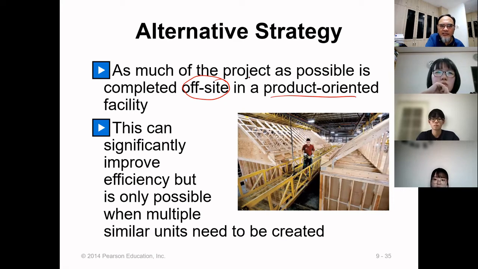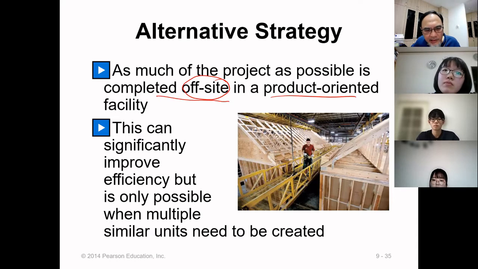As much of the project as possible is completed offsite: the wings, the fuselage. This will improve efficiency, but it is only possible when multiple units need to be created. If you have multiple units, then you can do this offsite. It's probably much more efficient and cheaper.